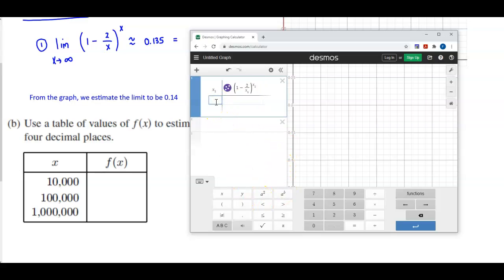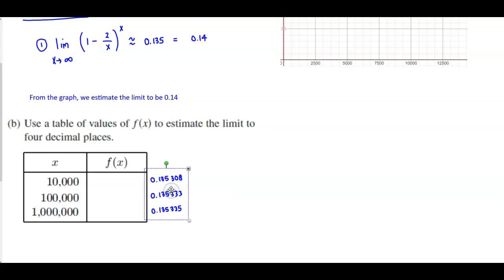So now what happens when we plug in 10,000? We get 0.1353. We plug in 100,000. We get 0.1353. Let's put in 1 million. And therefore there is our result. So let's go ahead and put these table of values in here.